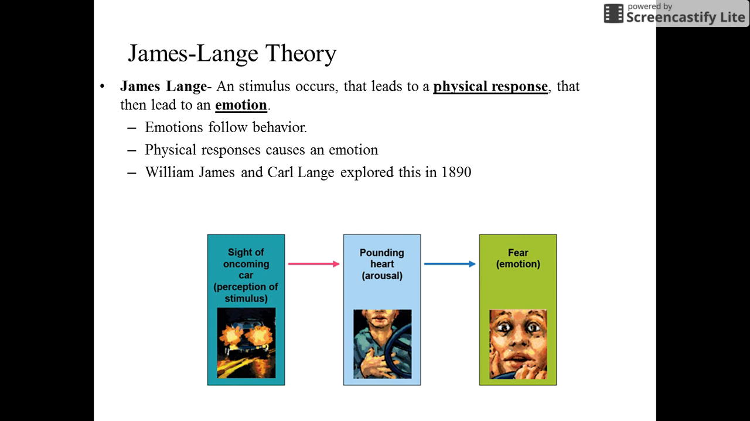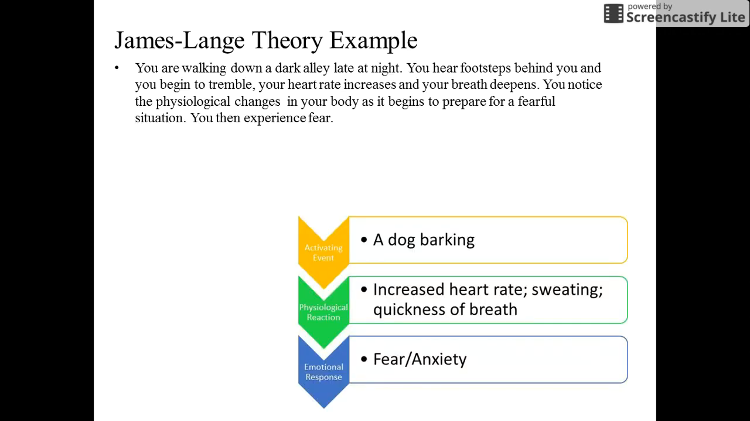William James and Carl Lange explored this idea in 1890, and it's really important that you draw these diagrams and these pictures in your book. The stimulus occurring, the car coming at you, your heart pounding, and then you experiencing fear. The examples are also important to include.